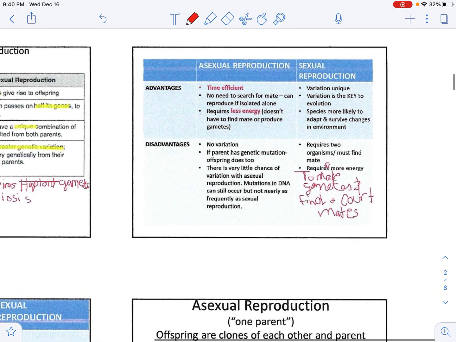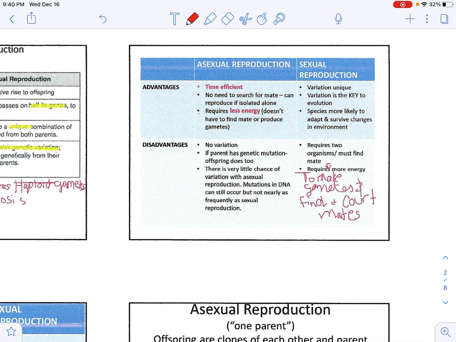This talks about the advantages and the disadvantages of each. And so asexual reproduction, there are some advantages to it. It's more time efficient, and you don't have to search for a mate, and there's less energy involved. So they don't have to produce gametes and hormones and have mating rituals and things like that.